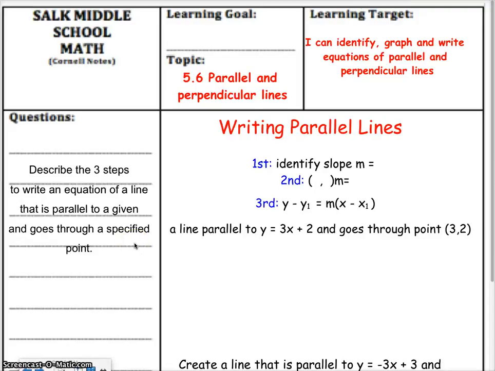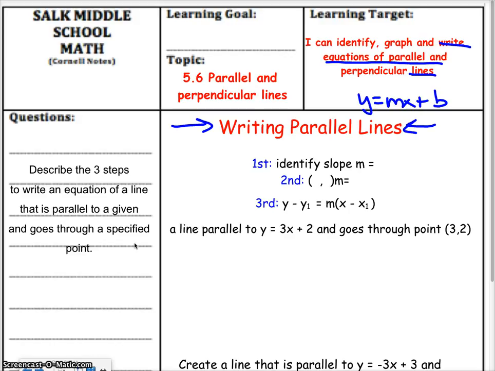Okay, we are moving on to our second part of 5.6, writing parallel lines. Writing means y equals mx plus b. That's what I mean, slope intercept. I want to write the line so I can graph the line. So our target today, you can write equations of parallel lines. We're not doing perpendicular.